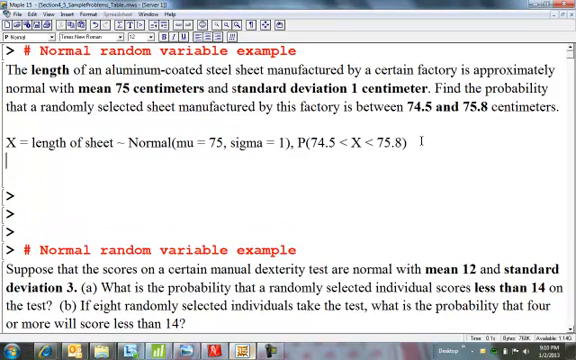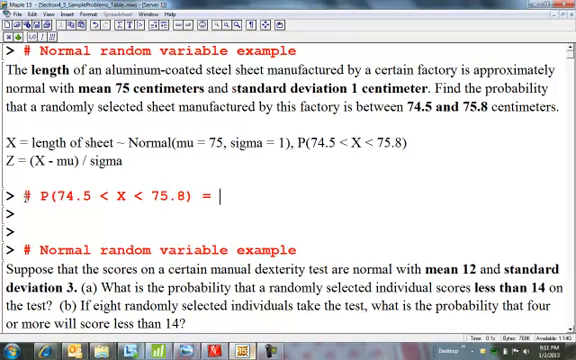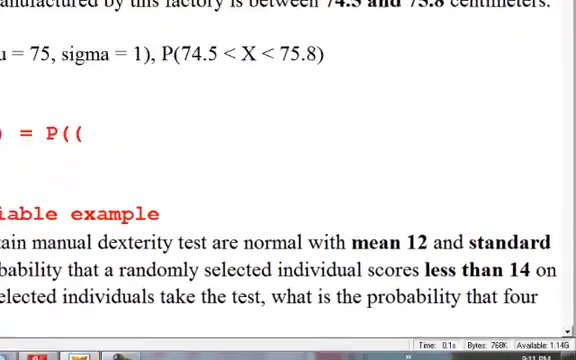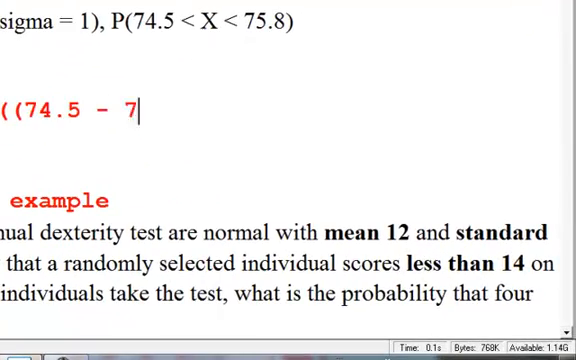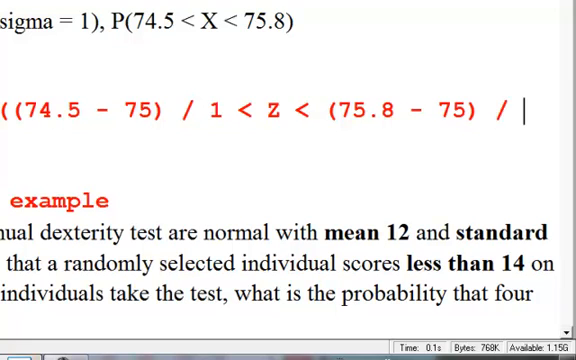So what I want to do is a transformation. To transform to a z-score, we take our random variable, subtract off its mean, and divide by its standard deviation. So the probability that x is between 74.5 and 75.8 is the same thing as the probability, when I convert to z-scores, of 74.5 minus the mean divided by the standard deviation. This becomes a standard normal random variable, and we always use z to represent that. And on top it's 75.8 minus the mean divided by the standard deviation. Okay, I think that looks good.